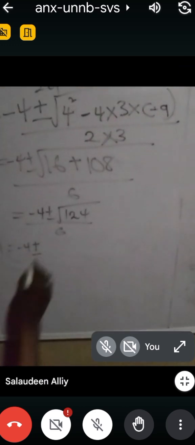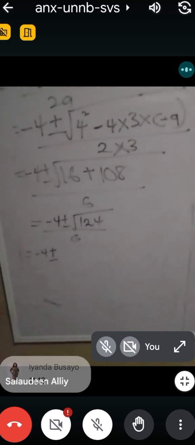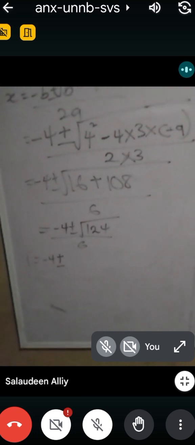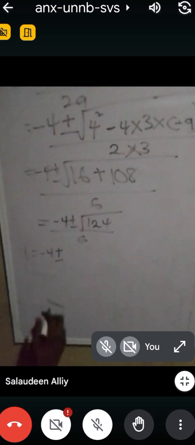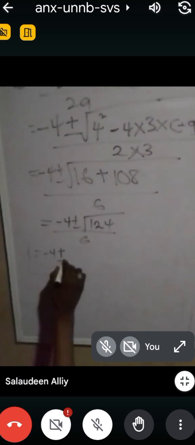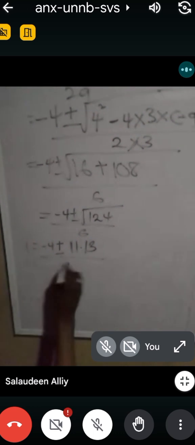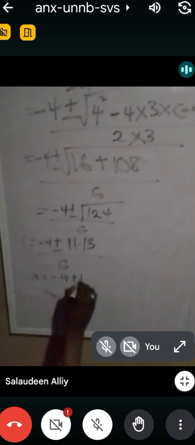11.1. That's a complex number? That's not a complex number. They make me laugh. It's not a complex number, like 11.13. We'll explain complex numbers, don't worry. Complex numbers don't come in any of these ways. 11.13, so over 6. So x is going to be equal to minus 4 plus 11.